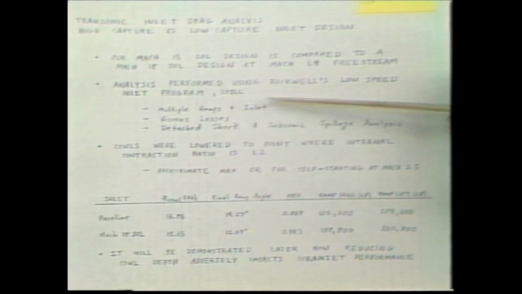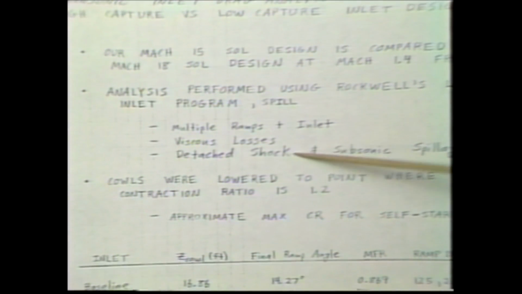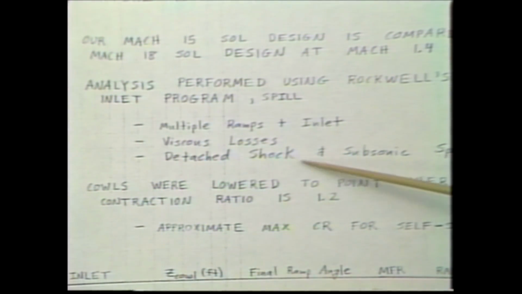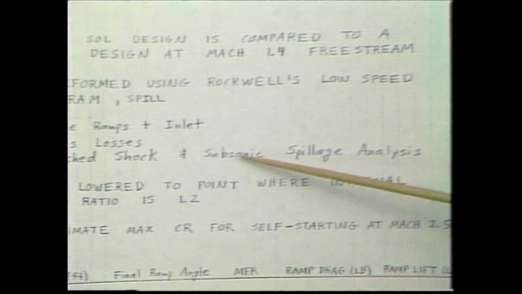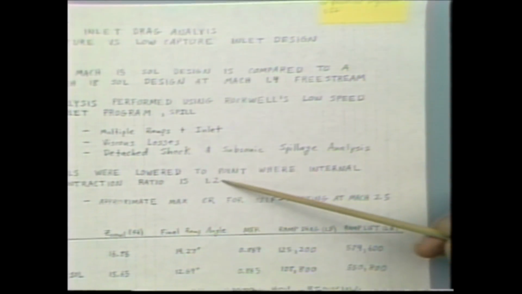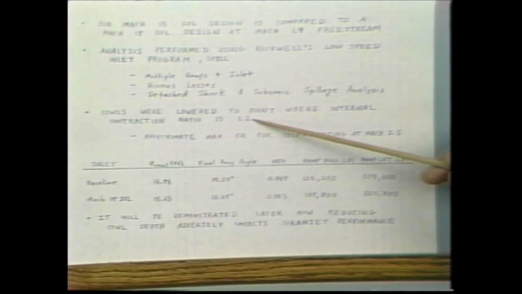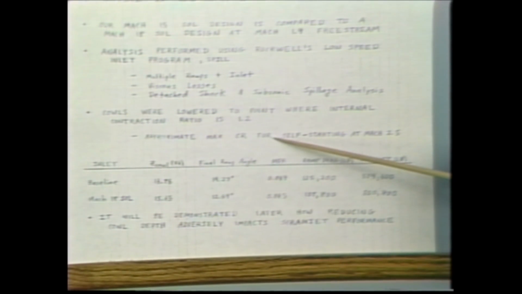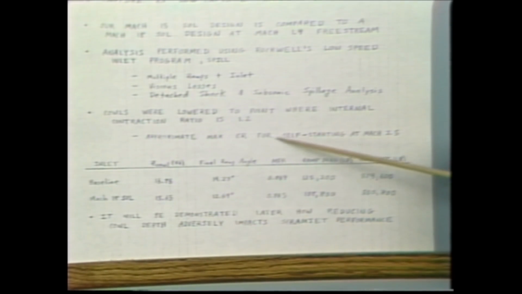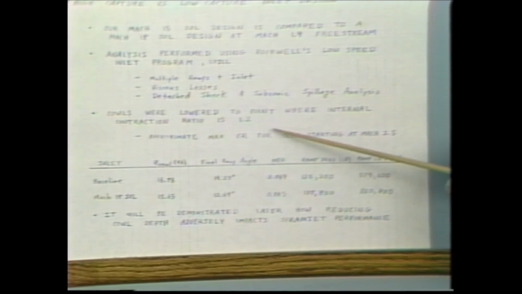It deals with the multiple ramps and inlets. It does account for viscous losses, and it does account for that detached shock and subsonic spillage that I pointed out. The cowls were geometrically lowered in our design to the point where the internal contraction ratio was 1.2. That's going from the cowl lip back to the throat. Any more than that would not allow the inlet to start to swallow all those shocks at a point where you might want to operate the engine in a ramjet mode. So I wanted to get it down to at least that level.